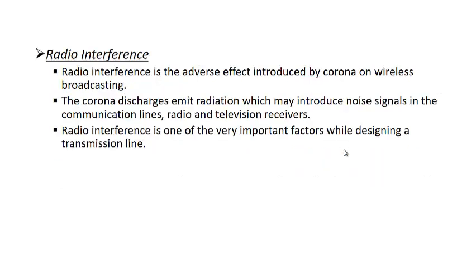One more disadvantage is radio interference. It is the adverse effect introduced by the corona on wireless broadcasting, as I have discussed just before. The corona discharge emits radiation which may introduce noise signals in communication lines, radio and television receivers. These noise signals, as I have told you, can be heard as a hissing sound of the conductor. So radio interference is also one of the very important factors while designing a transmission line.